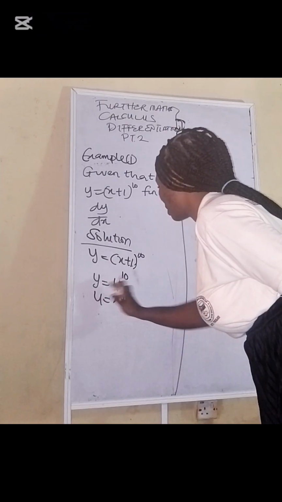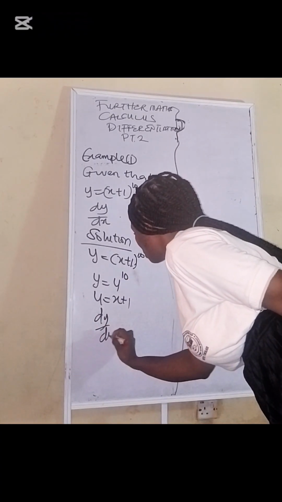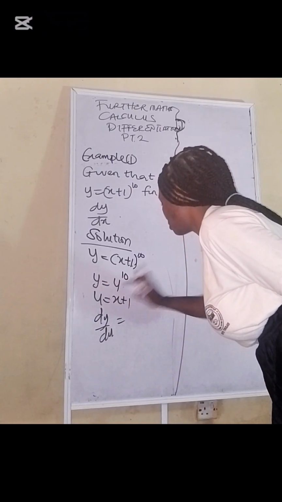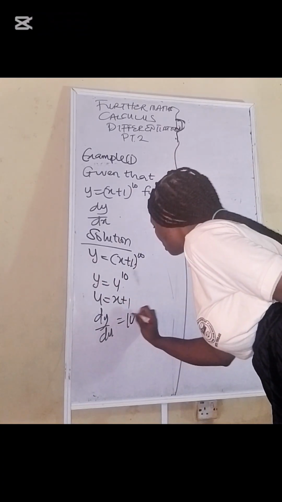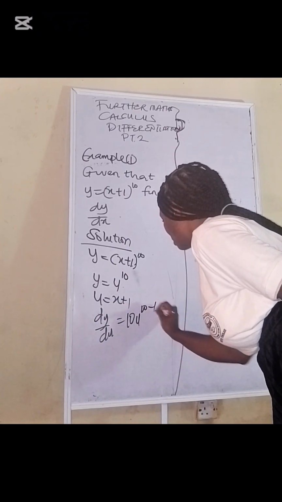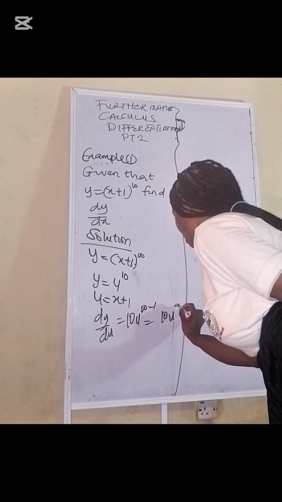So now let's do dy/du. dy/du will now be 10, and this 10 will come down with u raised to power 10 minus 1, the normal way of doing your dy/dx. So this is dy/du.